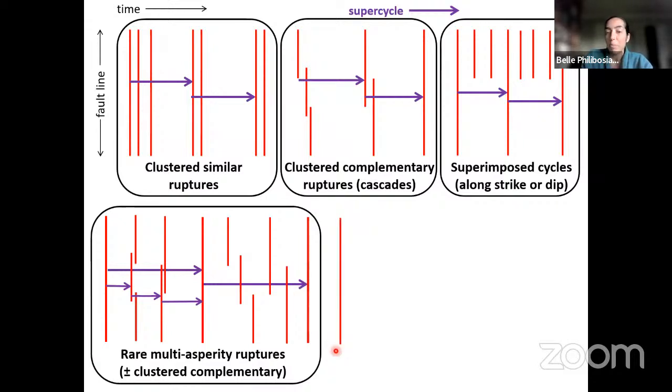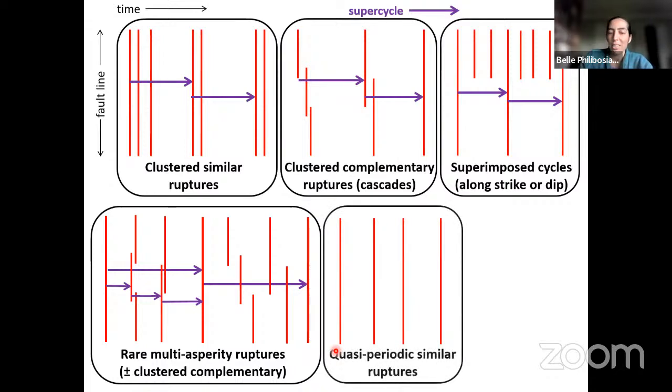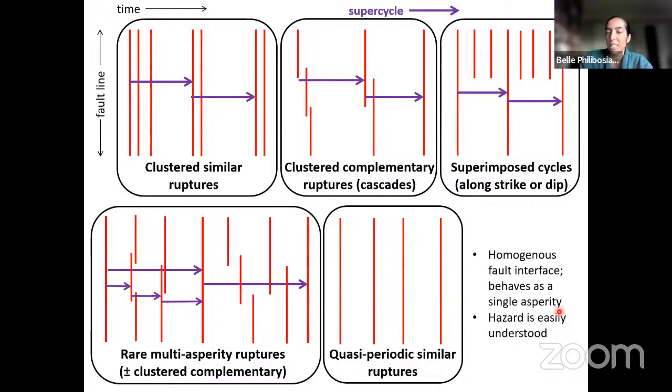Now, things could be more simple. You don't have to have supercycles. Maybe you just have very easily understood quasi-periodic recurrence of similar ruptures. In this case, the fault interface seems to behave as a single asperity. It's probably fairly homogeneous, and the hazard is pretty easily understood.